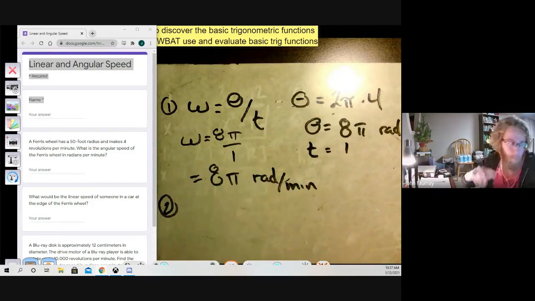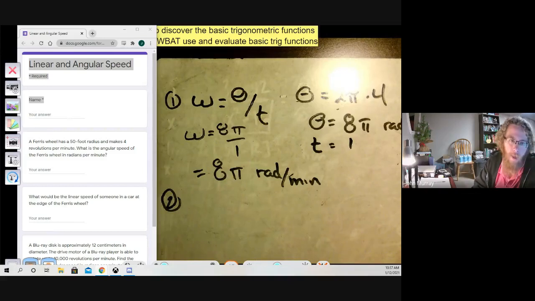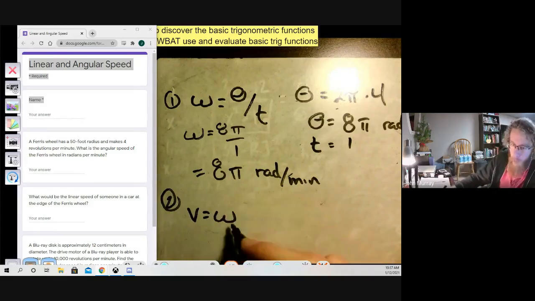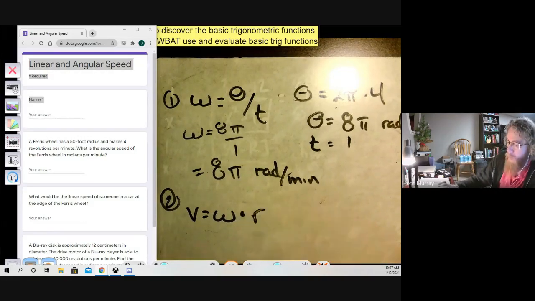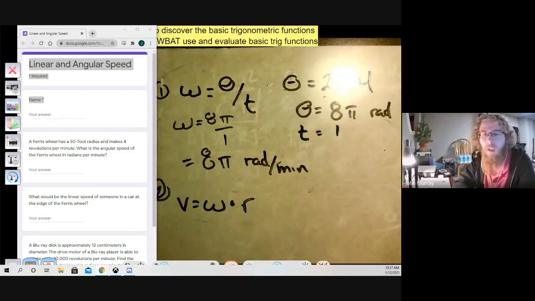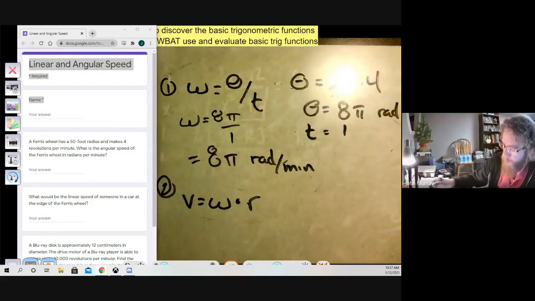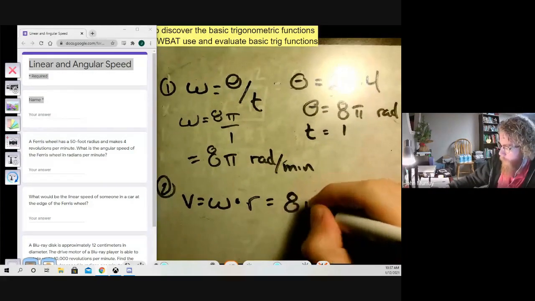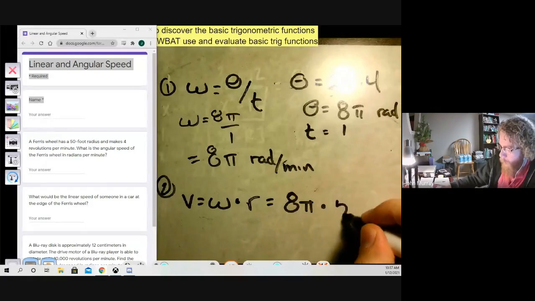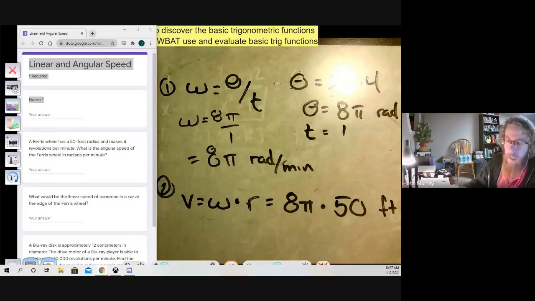For the second part, you had to take that, and now we want to find the linear speed. Again, linear speed, there's a few ways we can do it, but because we've already found the angular speed, we're just going to multiply the angular speed by the radius. So I have 8 pi. I'm going to multiply that by 50 feet.